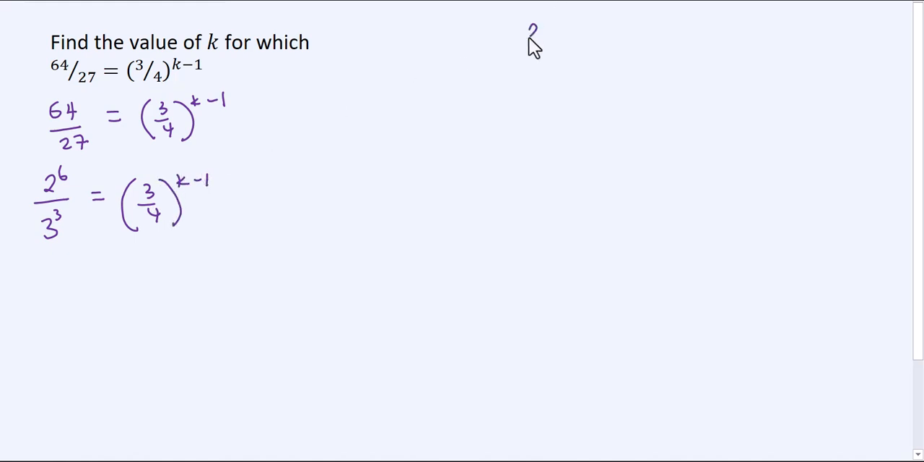But let me confirm. 2 multiplied by 2 multiplied by 2 multiplied by 2 multiplied by 2 multiplied by 2. Okay. 2 multiplied by 2 is 4, times another 2 is 8, times 2 is 16, times 2 is 32, and times 2 is 64, and we have 1, 2, 3, 4, 5, 6. So this is 2 raised to the power 6, and that's 64.